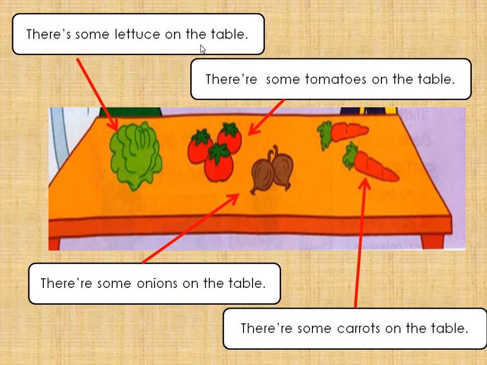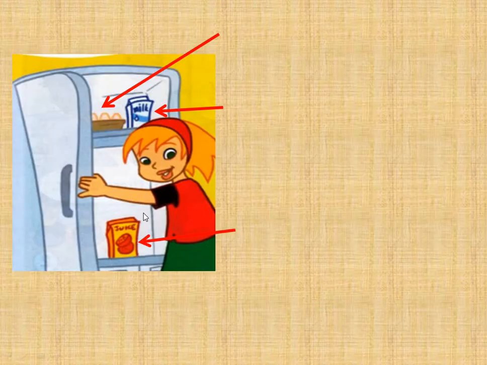Alright? Now we will say it again. Teacher say and you repeat. Teacher cakap, kamu ulang. Teacher sebut, murid-murid ulang. Alright? There's some lettuce on the table. There are some tomatoes on the table. There are some onions on the table. There are some carrots on the table. Very good.